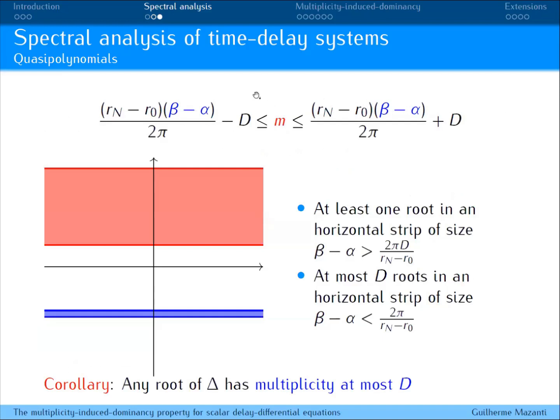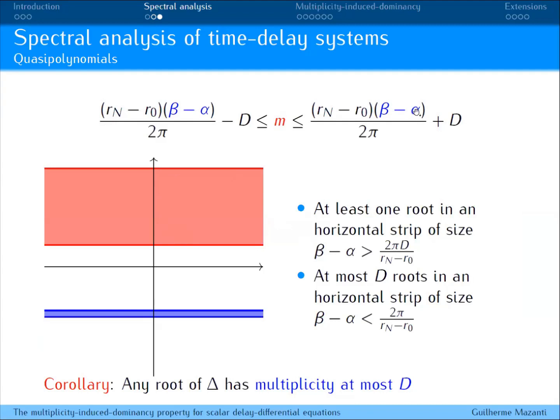So for instance, what you can also see from this bound is that if I take a horizontal strip in the complex plane that is large enough, so that this whole number is strictly positive, so if I choose beta minus alpha large enough so that this number is positive, then necessarily I know that I have a root here, because this m is going to be greater than or equal to a positive number. Since it's an integer, it's going to be at least 1. So if beta minus alpha is large enough, I know I have at least one root here.